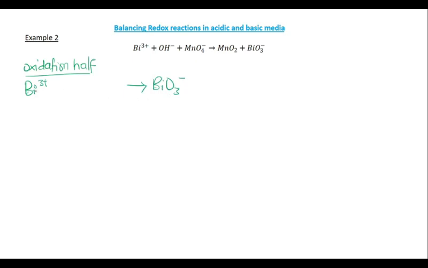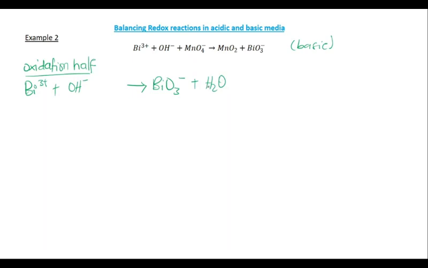Alright, so let's balance this. So we have Bi over here, Bi over here. This is in basic medium. We have oxygen over here, we don't have oxygen over here, so we need to introduce oxygen. Now, in basic medium, when we want to introduce oxygen, we add OH minus. And then because we add OH minus, it means we've introduced hydrogen. So we need to balance hydrogen at the other side, so we add water.